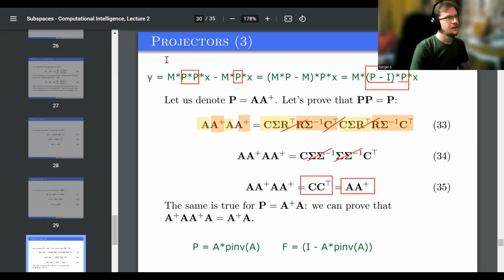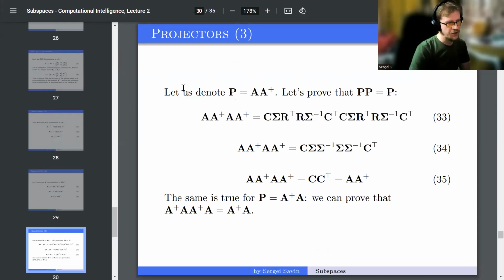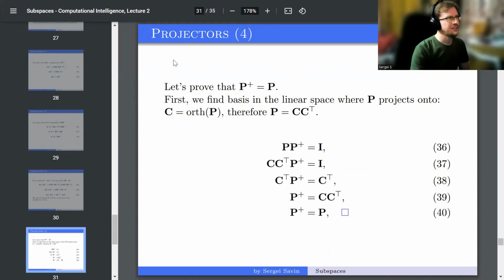Okay. I think we're almost done. Let me see if we have anything. Yeah, last property. That is just interesting.